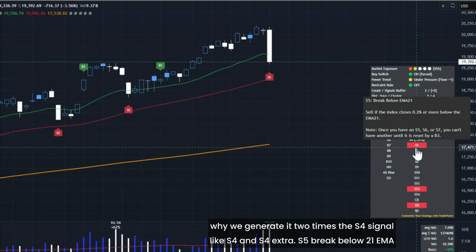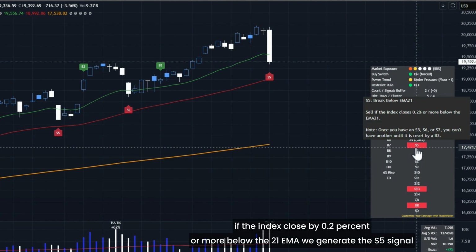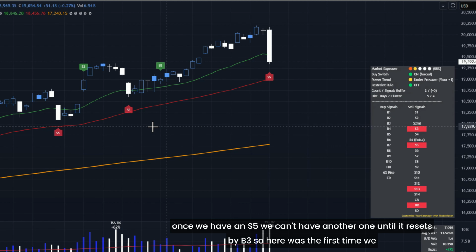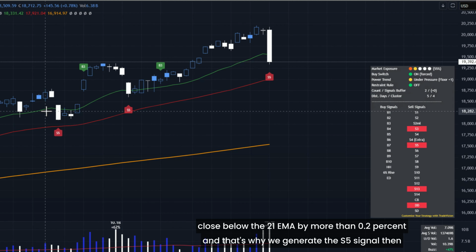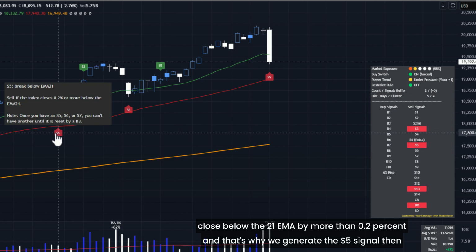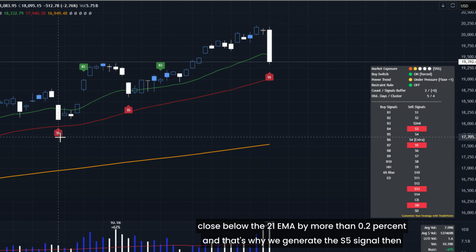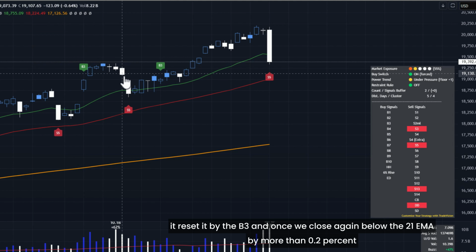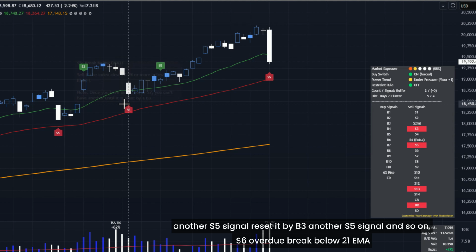S5, break below 21 EMA. If the index closed by 0.2% or more below the 21 EMA, we generate the S5 signal. Once we have an S5, we can have another one only after it resets by a B3. So here was the first time we closed below the 21 EMA by more than 0.2%, and that's why we generate the S5 signal. Then it reset by the B3, and once we close again below the 21 EMA by more than 0.2%, another S5 signal, reset by B3, another S5 signal, and so on.